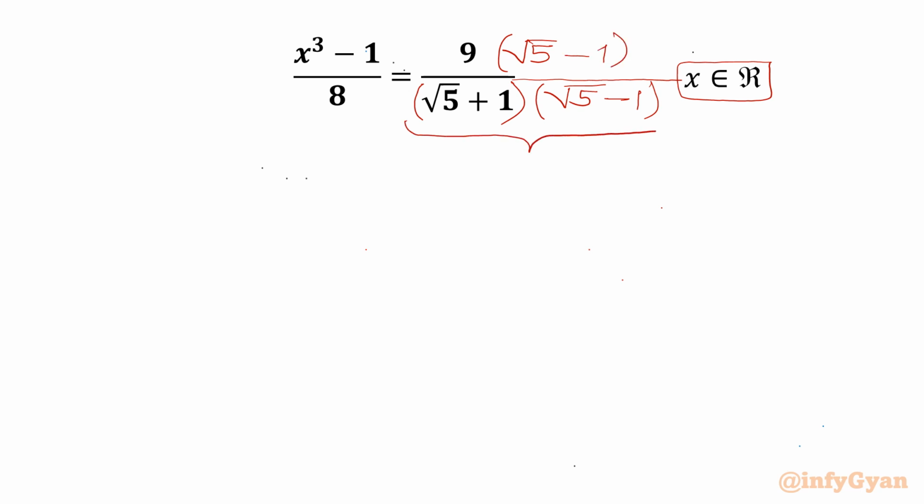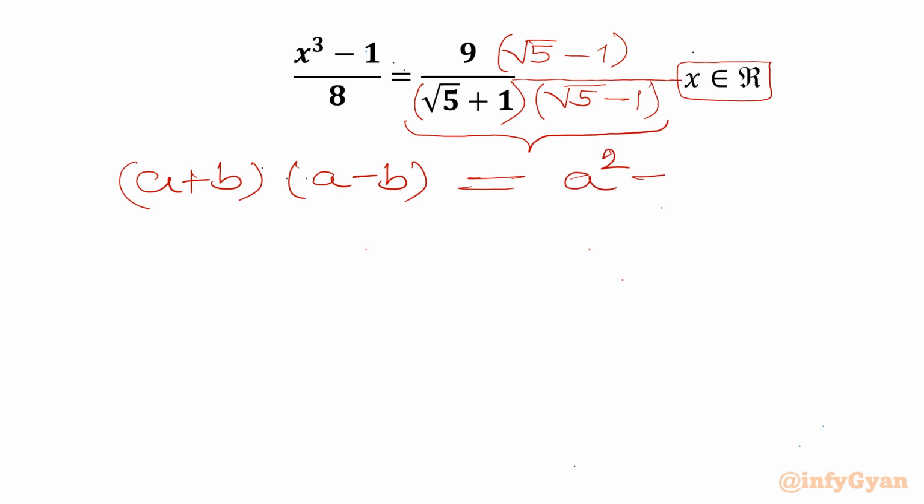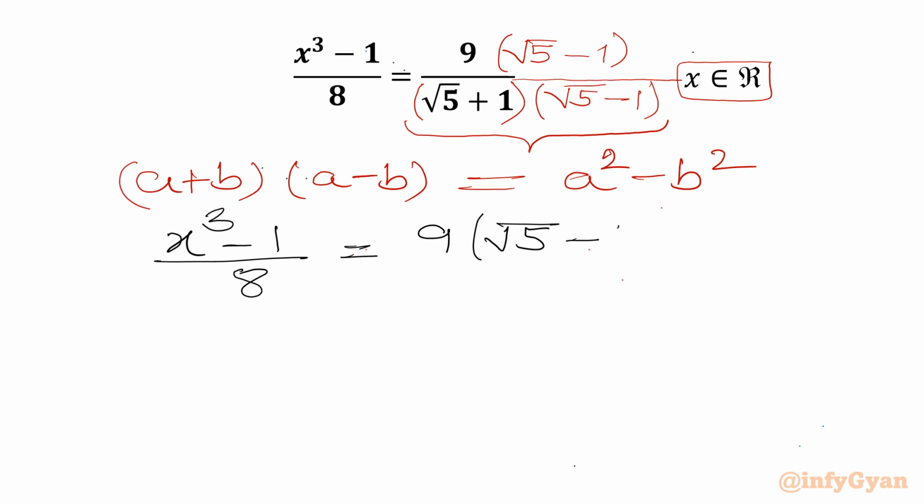Now a plus b times a minus b. We can write one algebraic identity: a plus b times a minus b equal to a square minus b square, where a is square root 5 and b is 1. So our equation will become x cube minus 1 over 8 will be equal to 9 times square root 5 minus 1 over square root 5 whole square minus 1 whole square.